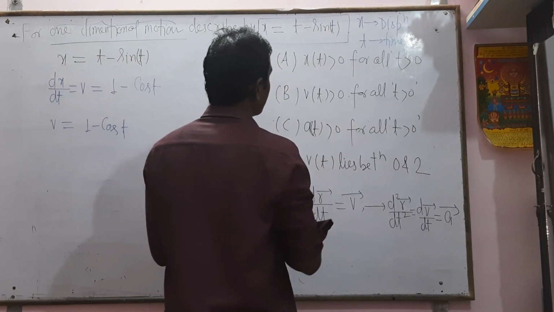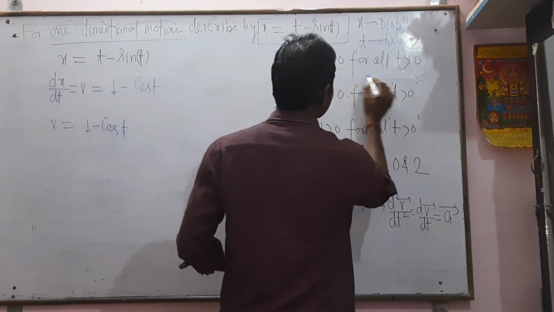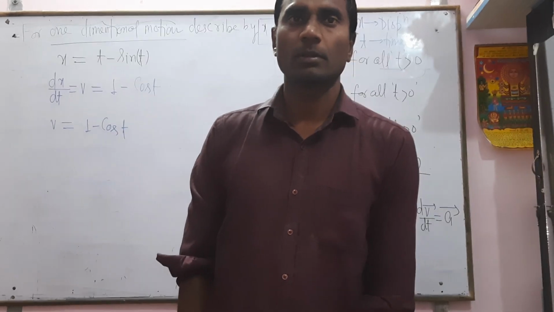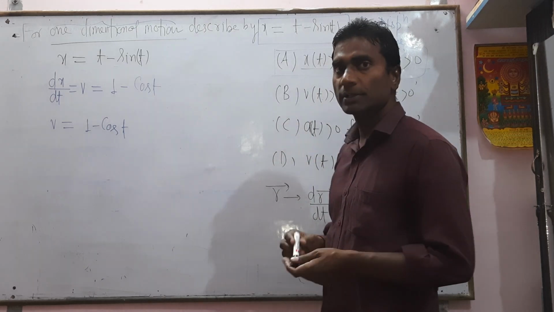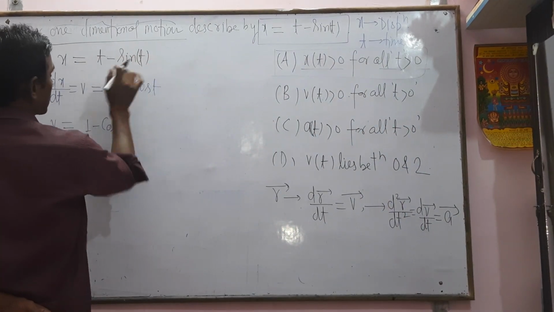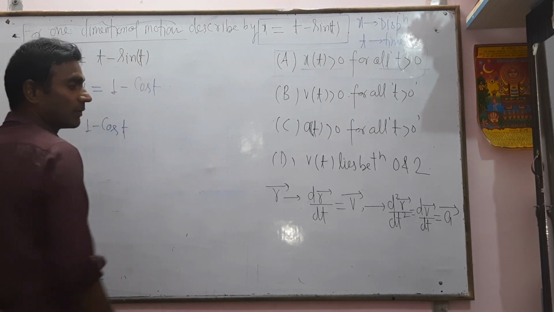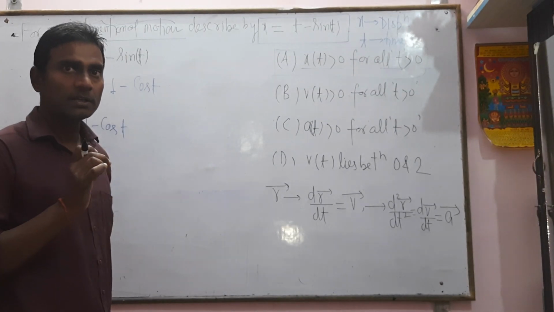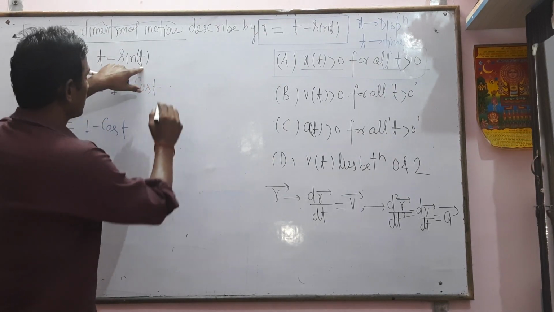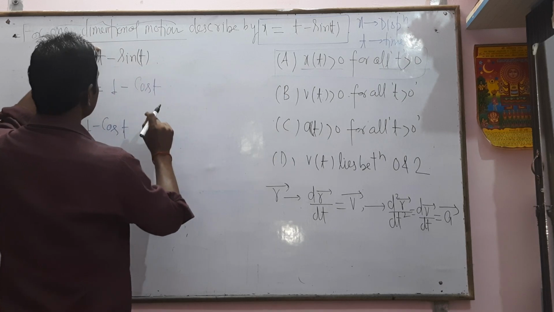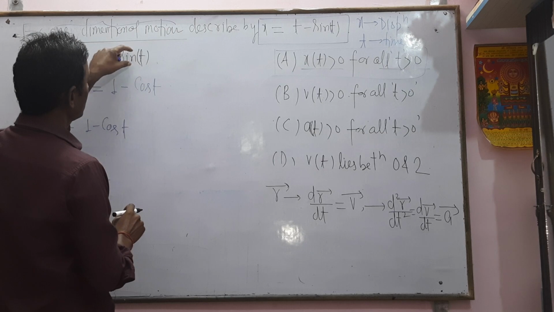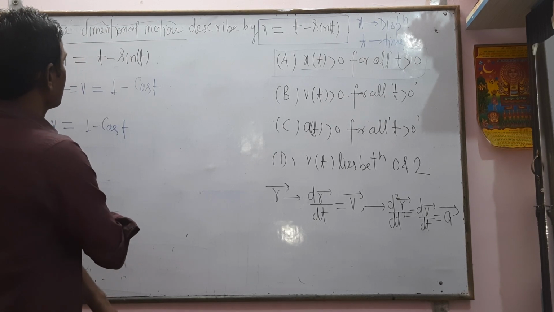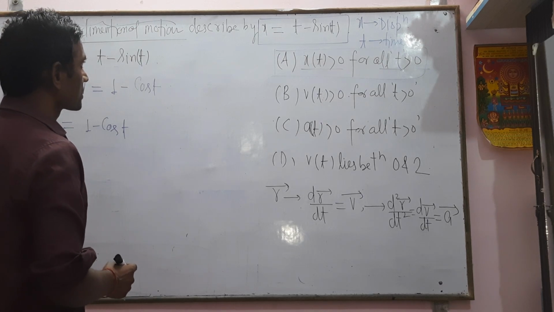In option A, the displacement x(t) is positive for all t positive. Here x equals t minus sine t. We know the value of sine t oscillates between -1 and +1. Since t is positive, x(t) is positive for all positive t.